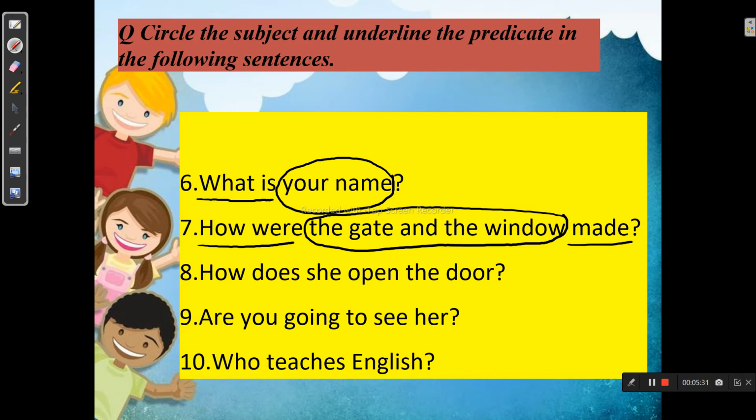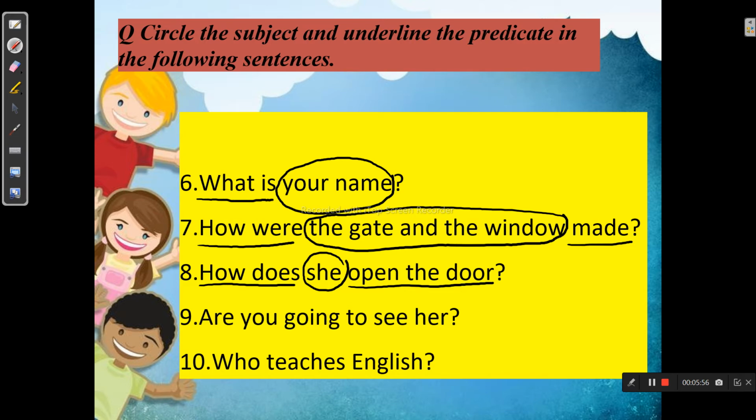Very easy. Eighth, how does she open the door? So again, I have to ask this question to myself. Who opened the door? She opened the door. So pronoun she becomes subject. And how does open the door becomes predicate. Ninth, are you going to see her? Who is going to see her?